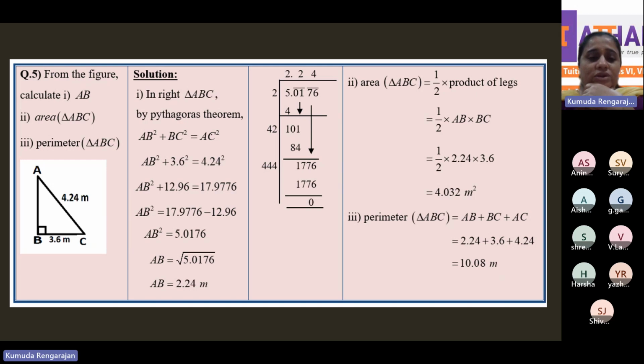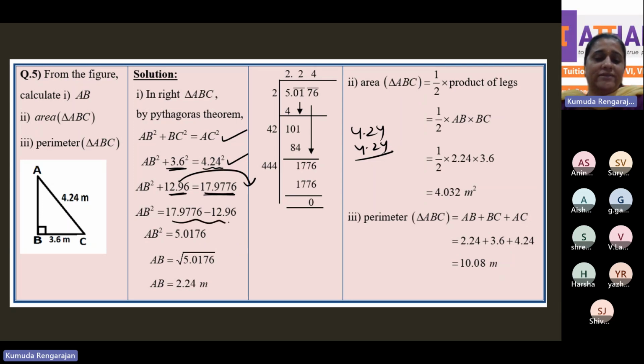So as I said, first you need to apply Pythagoras theorem, substitute the values, and calculate 4.24 squared. That is 4.24 into 4.24. Not using the calculator, but you will have to perform the multiplication in the left column in your book. So that is 17.9776. 3.6 squared is 12.96. Then when you transpose, it looks like this.